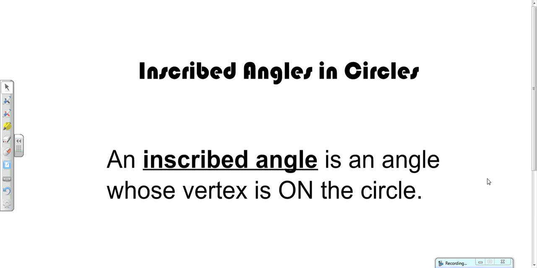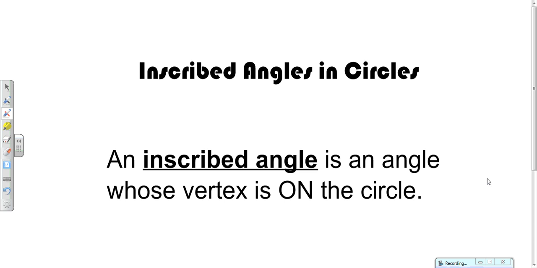Right, let's get started with the second lesson in the circle unit. Last time we talked about what central angles are. This time we're going to talk about inscribed angles. All right, so inscribed angles in circles. An inscribed angle is an angle whose vertex is on the circle. Okay, so let's take a look at an example.